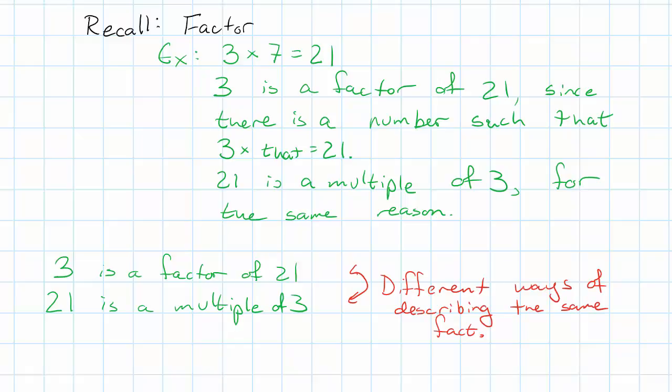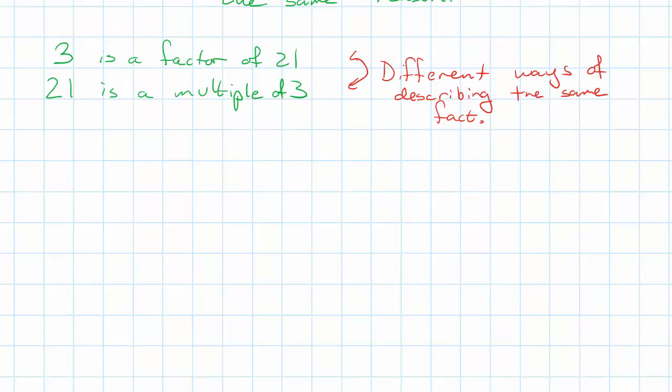Now, I was a little bit sloppy here. I just said there is a number. What I meant is there is an integer. It has to be an integer. We'll see shortly that if we just say there is a number, this sentence doesn't tell us anything very interesting at all. So there is an integer such that 3 times that integer is 21.